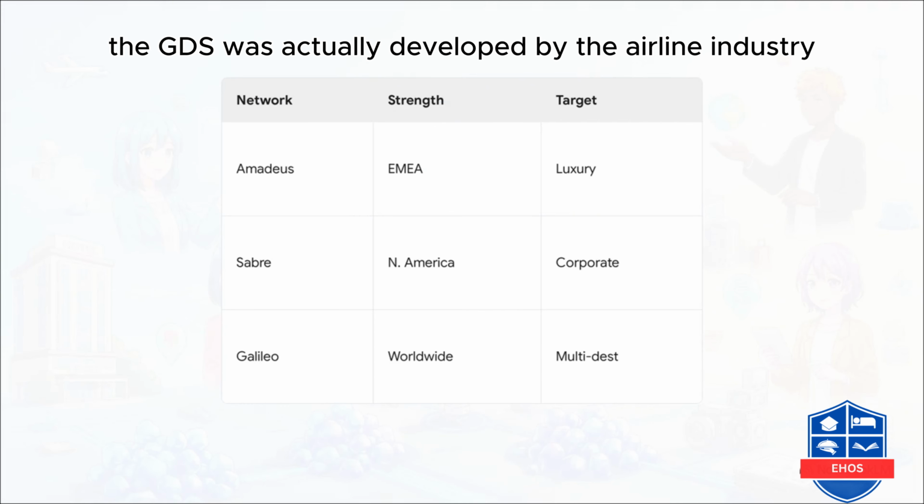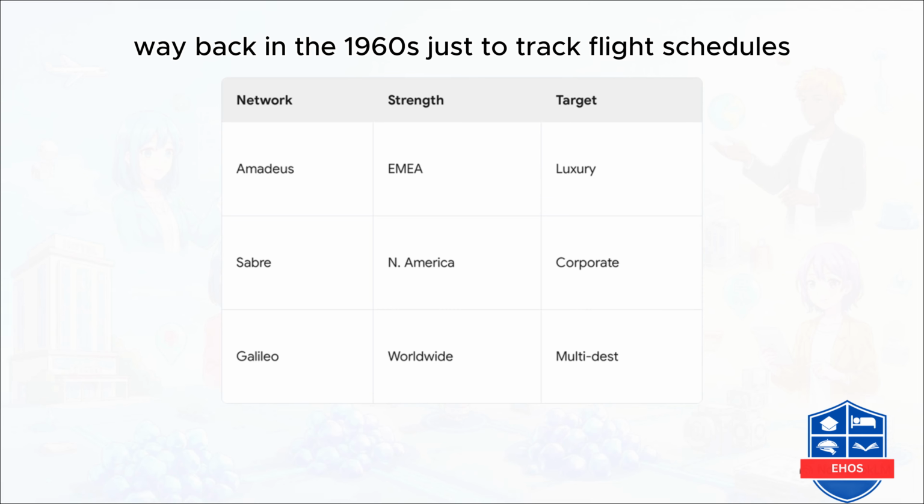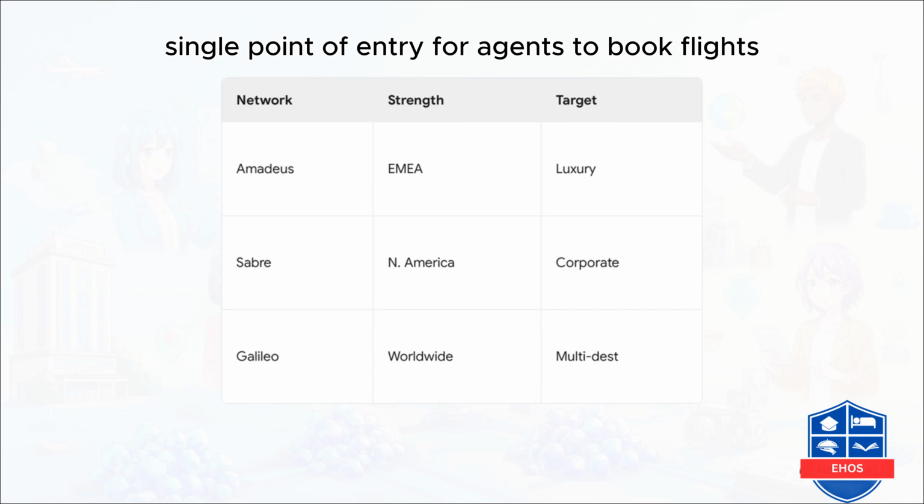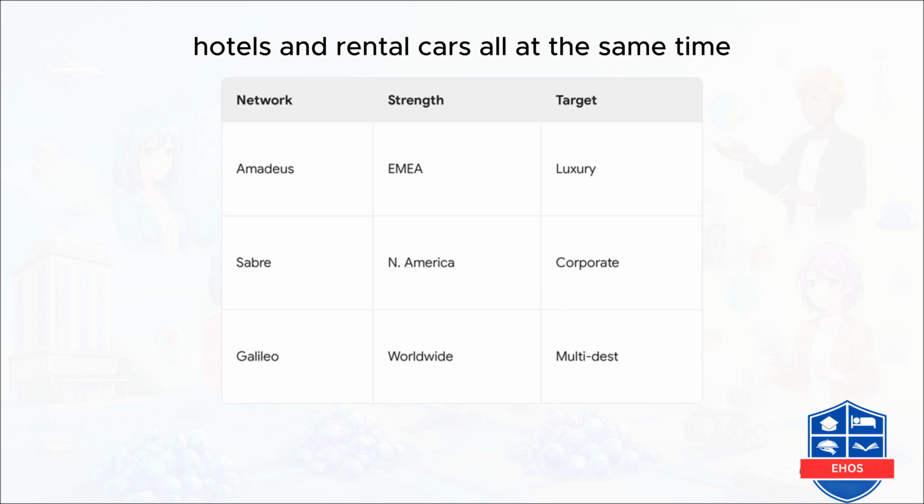The GDS was actually developed by the airline industry way back in the 1960s, just to track flight schedules. Over time, it evolved into this massive single point of entry for agents to book flights, hotels, and rental cars all at the same time.